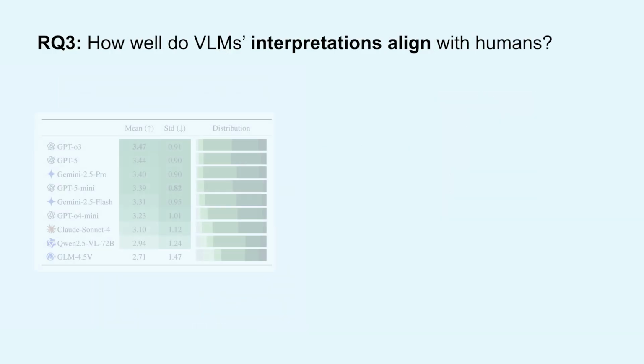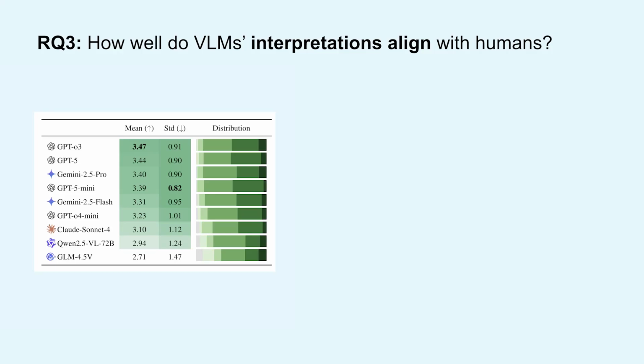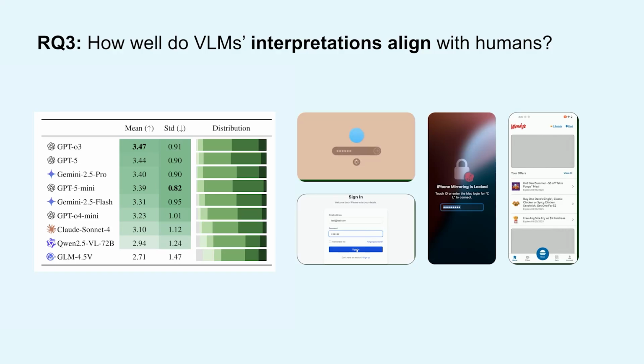Regarding alignment with human understanding, we found that VLM interpretations capture the gist of an animation but often miss key details, achieving an average semantic similarity score of 3.51 out of 5. VLMs were more likely to fail when animations were small or subtle, like the shake animation for an incorrect password. This points to a core limitation, a deficit in fine-grained motion perception.